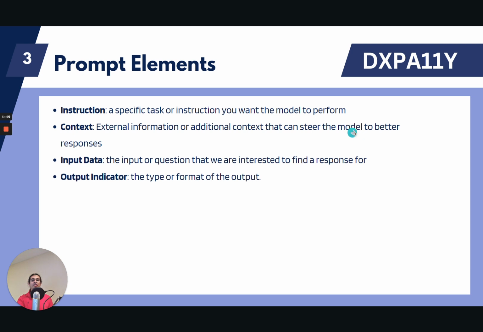And all these 4 follow common elements. So the prompt elements that are really important for us to understand are instruction, context, input data, and output indicators. Instruction is that specific task or instruction you want the model to perform. Context, as we said, is the content that you want it to act on. Like when I say summarize, I give it the context, which is the content I want it to summarize. Input data can be that input or question that we're interested in finding a response for, especially when we have context. And then output indicator is the type, form or format of the output. How do I want that response to be? Do I want it in bullet points? Do I want it in a table? All that I use output indicators for.